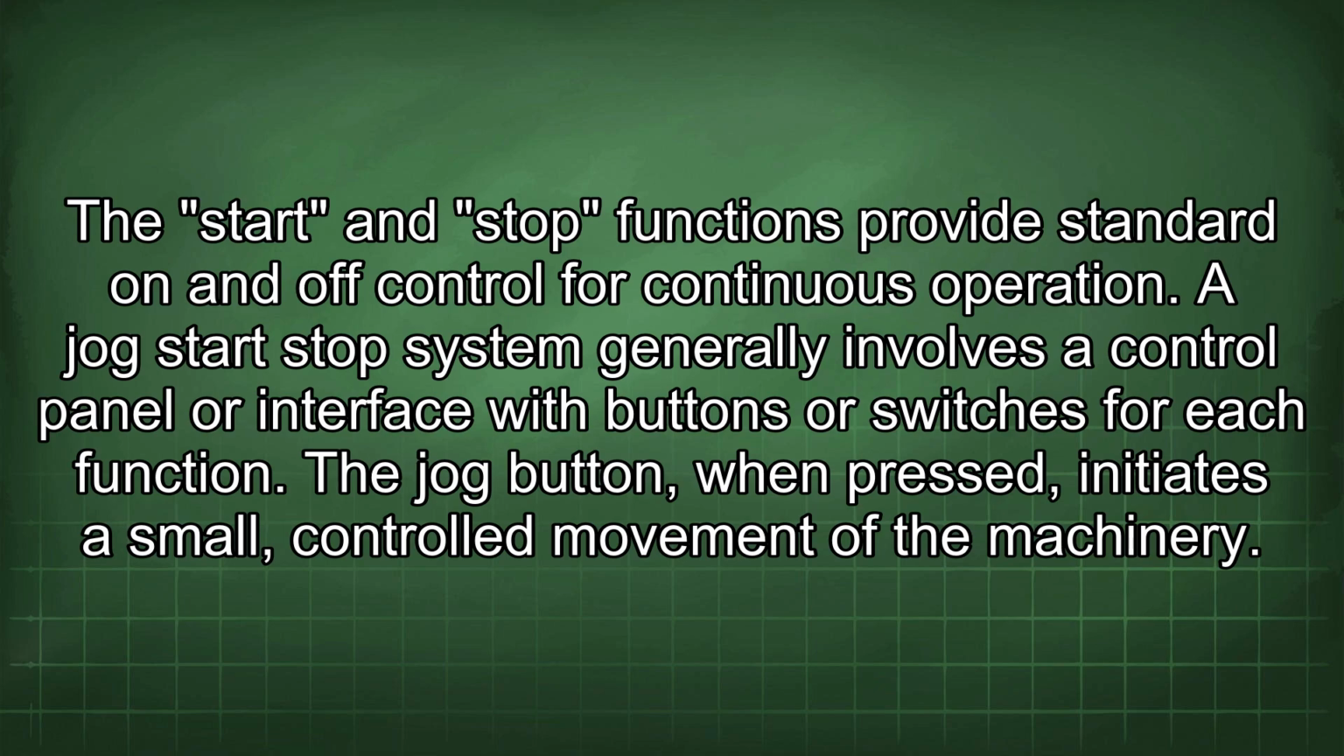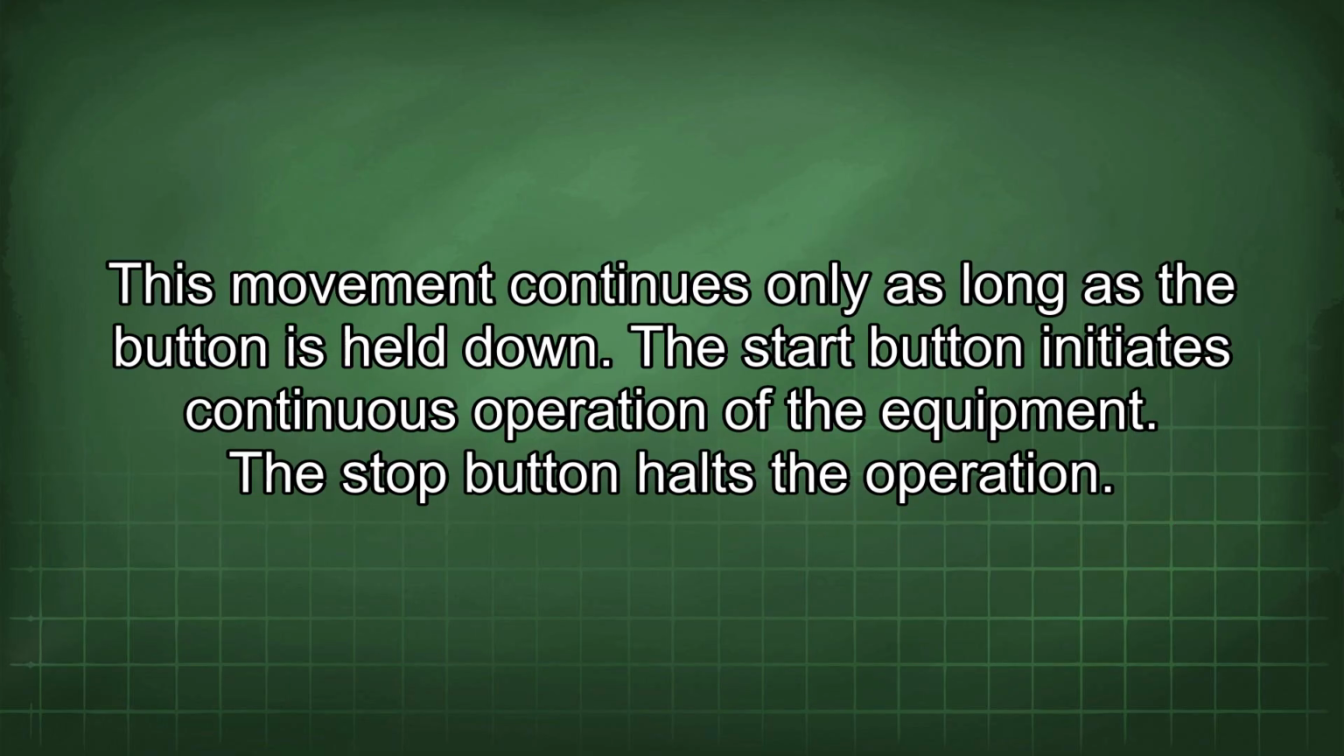A jog start-stop system generally involves a control panel or interface with buttons or switches for each function. The jog button, when pressed, initiates a small, controlled movement of the machinery. This movement continues only as long as the button is held down. The start button initiates continuous operation of the equipment. The stop button halts the operation.